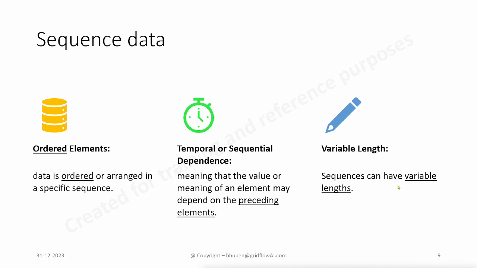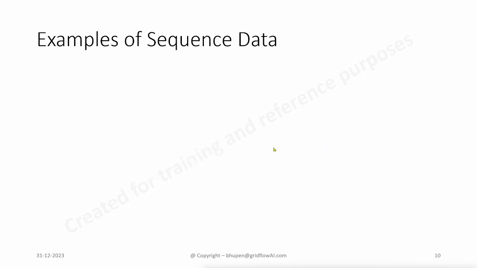That means if the sample at this point has a length of 200, the next sample may not be 200. It could be lesser than 200 or could be more. So these are the primary characteristics of sequential data.